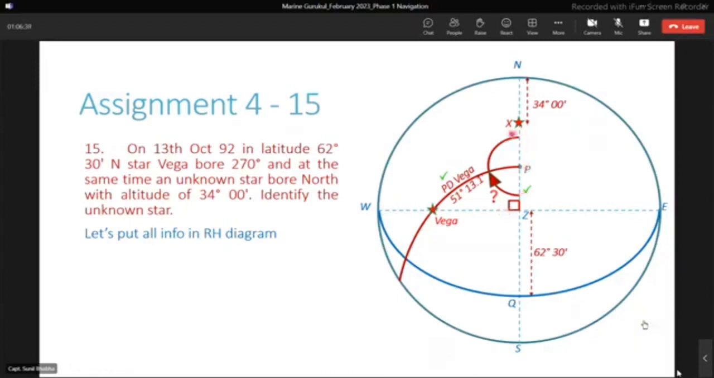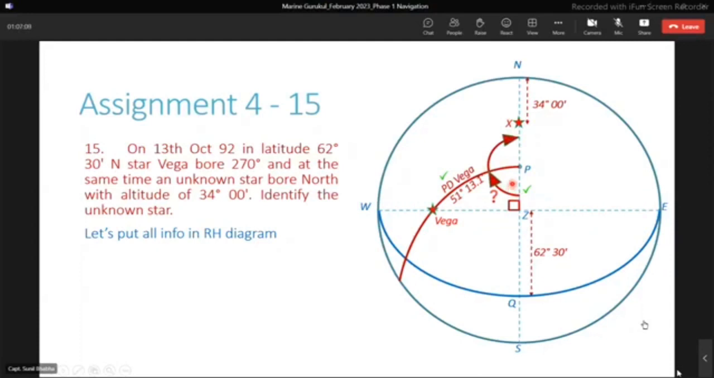Now the LHA of star X, if you look carefully, the star X is on my inferior meridian. It is on the other side of the pole. PN is the inferior meridian of the observer. So anybody on the inferior meridian, its LHA is 180 degrees. So LHA of the unknown star is 180, and the LHA of Vega has been found. This is known to us now.